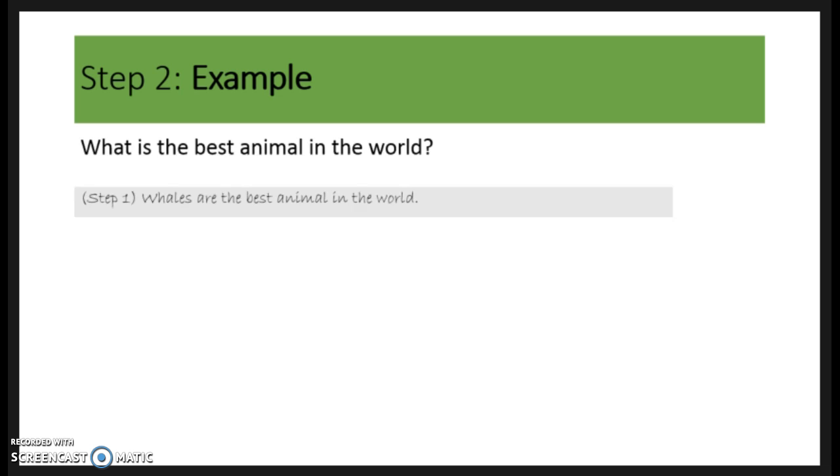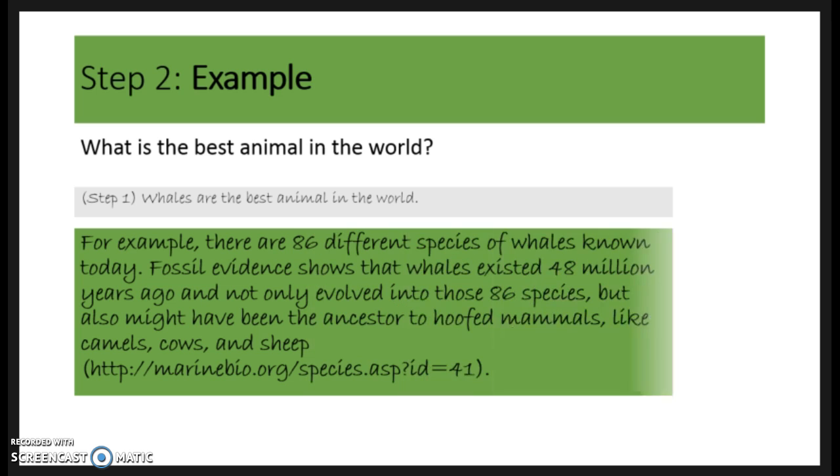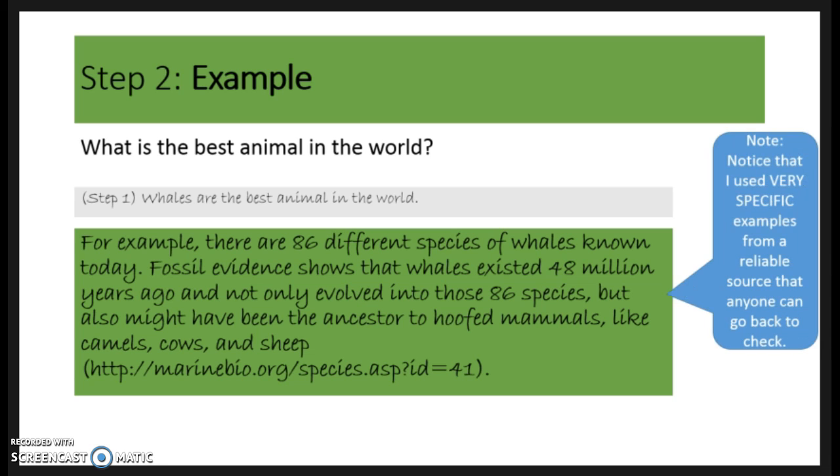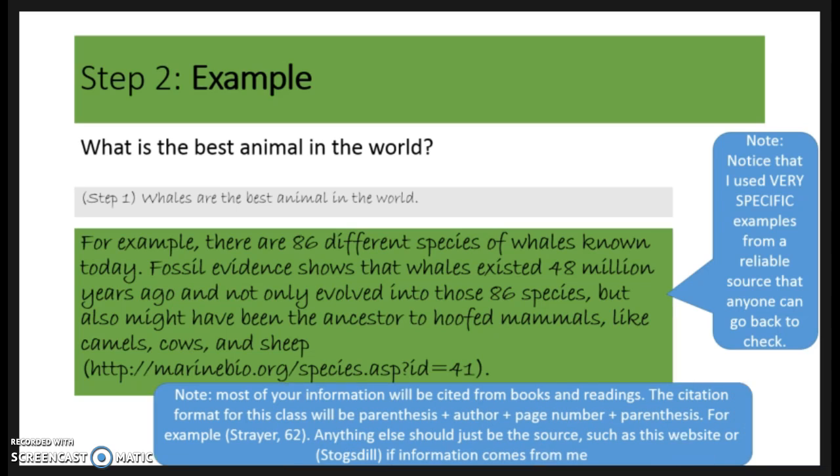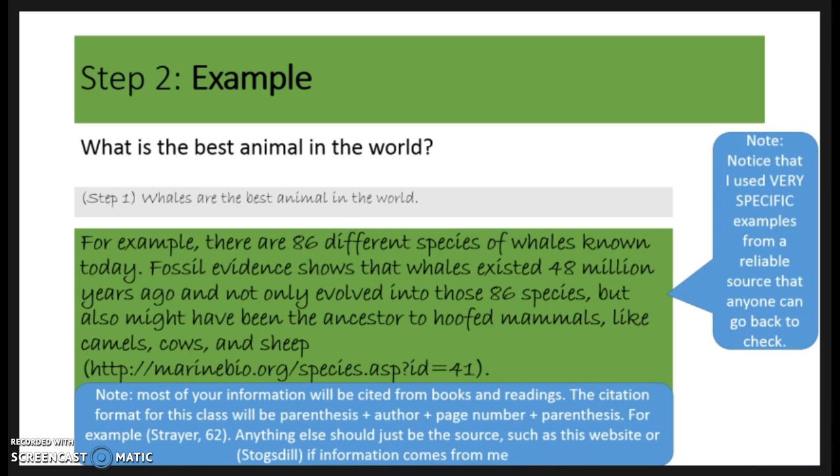What is the best animal in the world? Whales. For example, there are 86 different species of whales known today. Fossil evidence shows that whales existed 48 million years ago and not only evolved into those 86 species, but also might have been the ancestors to hooved animals like camels, cows, and sheep. Notice that I used very specific examples from a reliable source that anyone can go back and check in order to support my assertion.